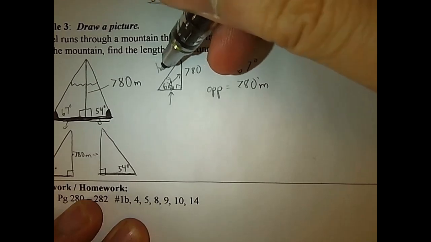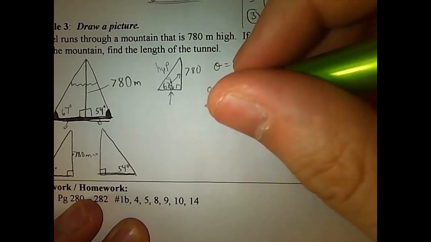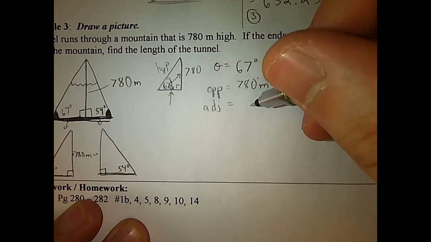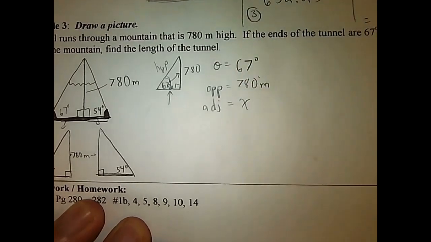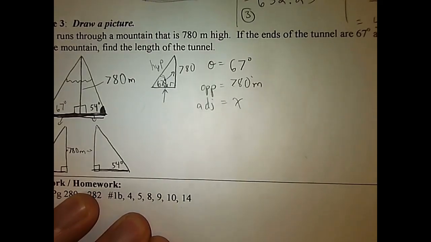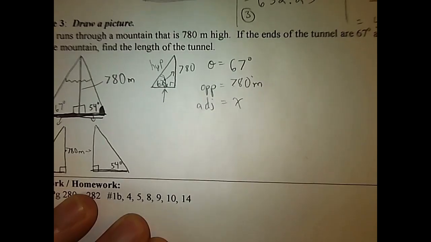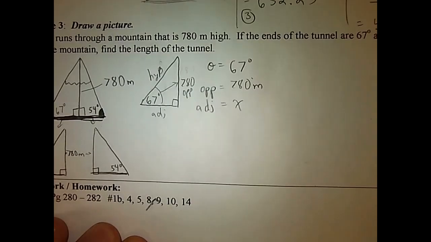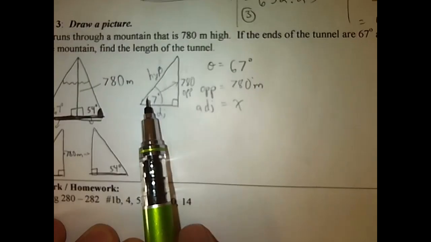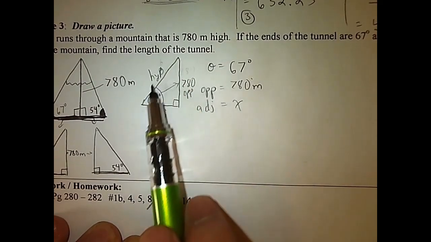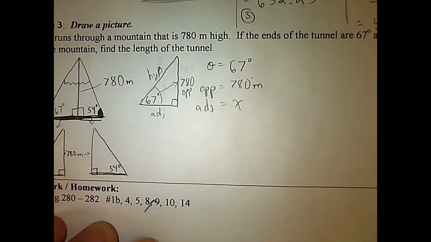This is the hypotenuse, which I'm not given. So what I'm trying to find is the adjacent, which is, let's say, x. Sorry for the edit there, I just wanted to make this diagram bigger so it's a bit easier to see. So we have 67 degrees. Opposite from this angle is the 780 meters, and we don't know the hypotenuse, but I want to find the adjacent side.